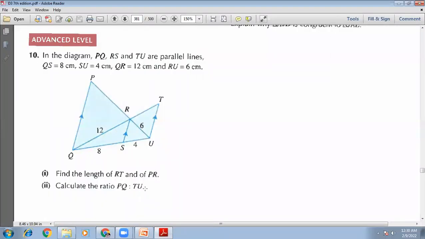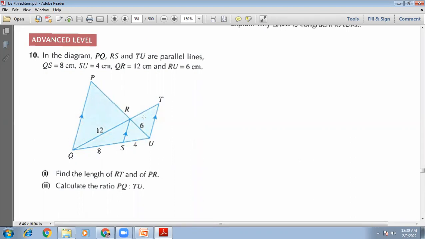They want you to calculate the ratio of PQ and TU. Okay, so look at this bow. Can you see this bow? We are talking about the triangles PRQ and TRU. Okay, so I will take the ratio because these sides are parallel to each other.